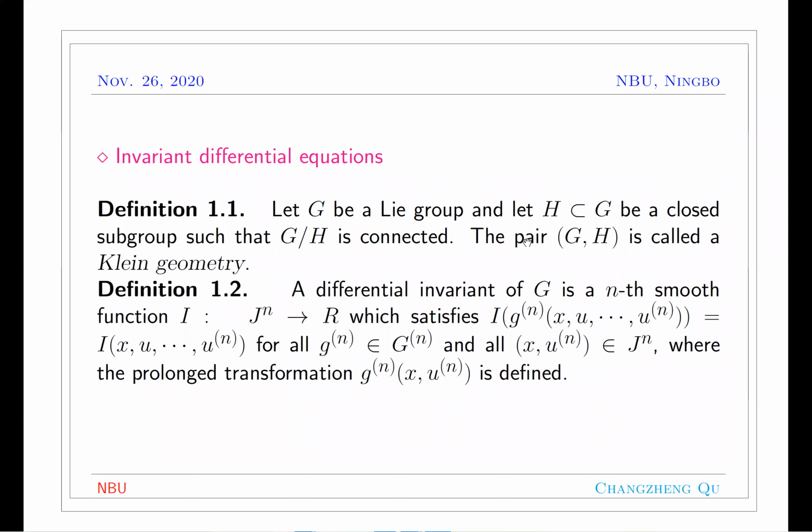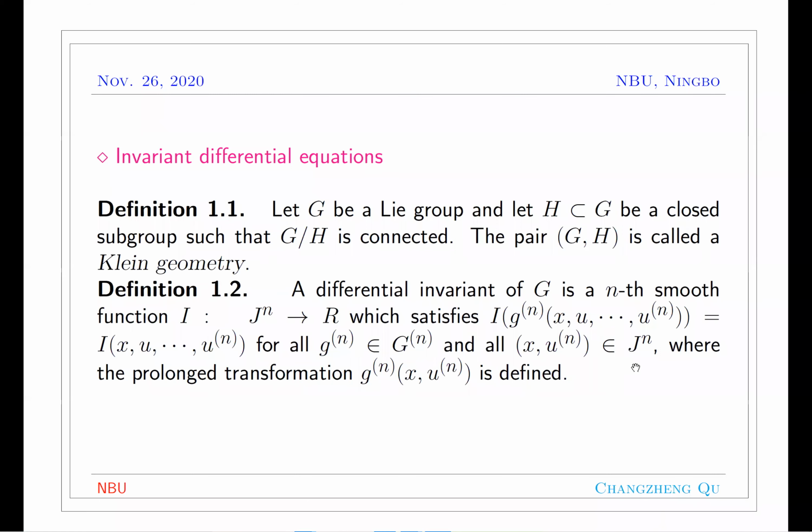When I first studied the invariant geometric flows, it was in Klein geometries. Here is a definition of Klein geometry. Roughly speaking, if G is a Lie group and H a subgroup such that the quotient G/H is connected, then the pair is called a Klein geometry. We are interested in the invariant differential equations under the Lie group. So here we need the definition of the differential invariant.